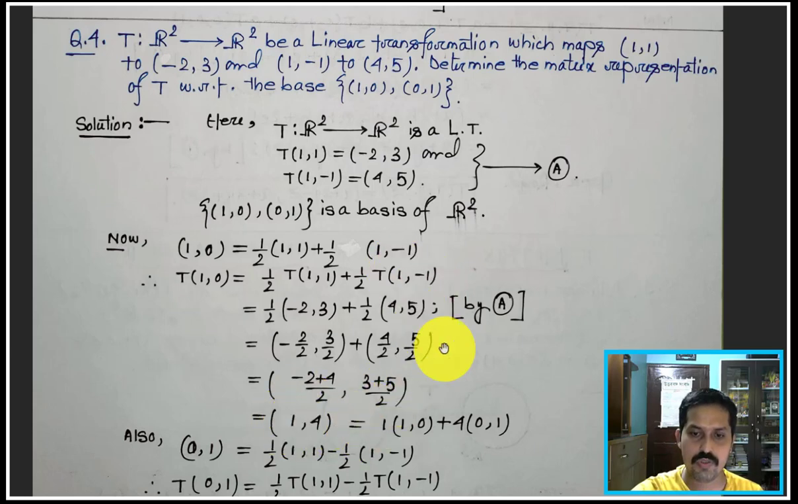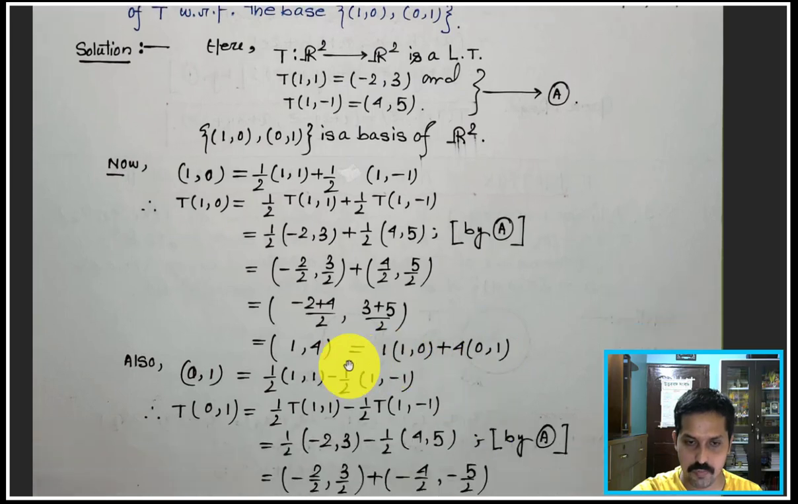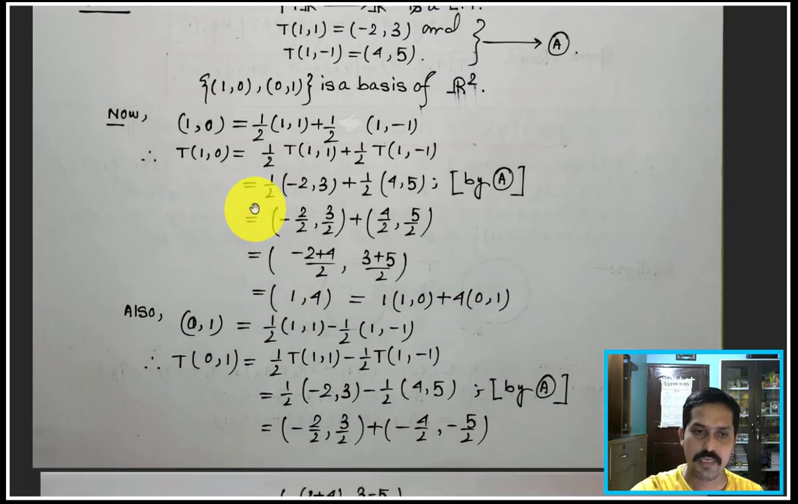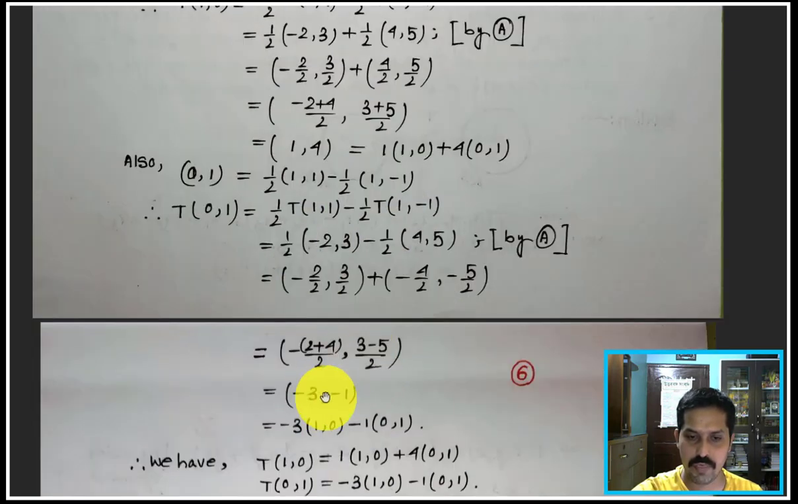Again, (1,0) and (0,1) are our basis for R2. Then we have to express (1,4) in terms of the basis, like this: 1 into (1,0) plus 4 into (0,1). The next element is (0,1), that is half (1,1) minus half (1,-1). Using the linear transformation on both sides, T of (0,1) equals half T of (1,1) minus half T of (1,-1). Substituting the values and simplifying, we get (-3,-1). Then we express this element in the form of (1,0) and (0,1) in the same way.